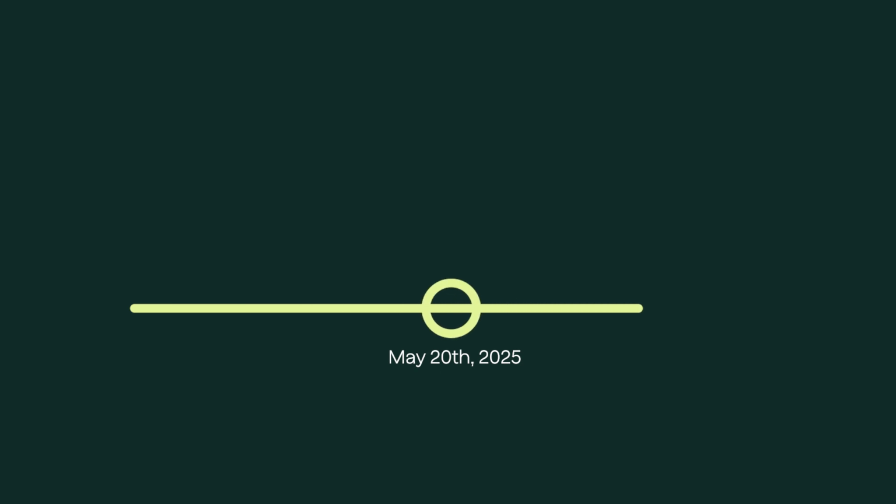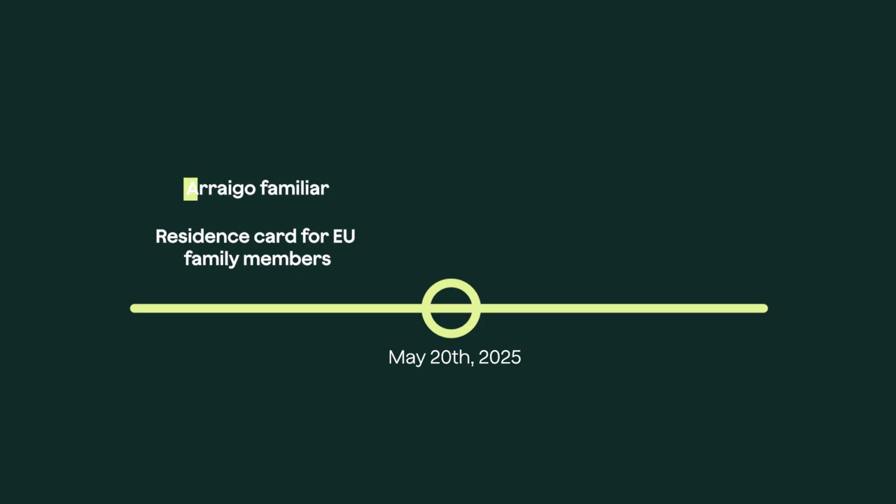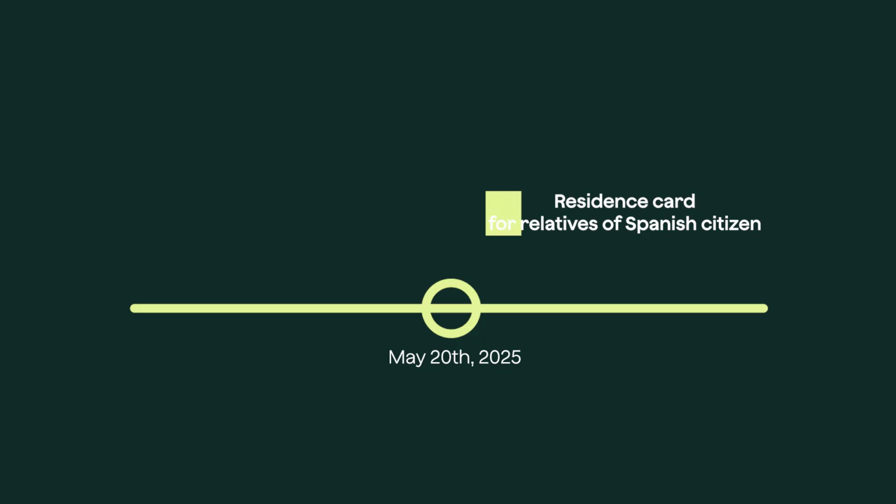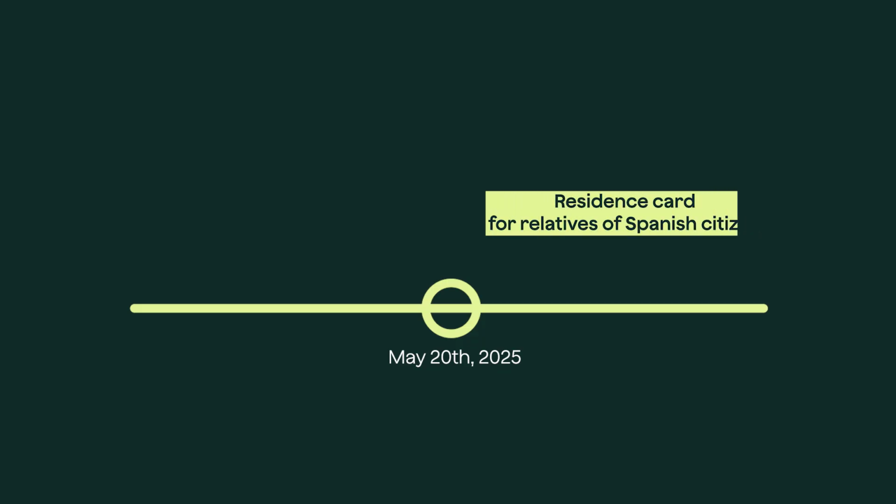Before we start, a bit of context. Before and until May 20, 2025, relatives of Spanish citizens who wanted to obtain residency in Spain thanks to this family link could opt for the arraigo familiar or the residence card as a family member of a European citizen. However, this is no longer the case. A new card has been created, a new specific residency for these Spanish relatives independent of the previous ones. It is known as the Residency Card for Spanish family members, which we already talked about in other videos.